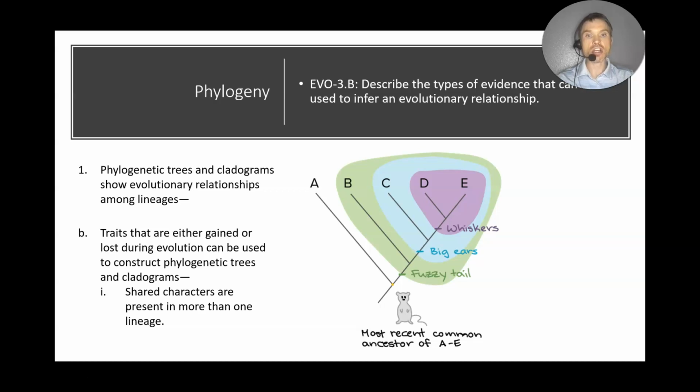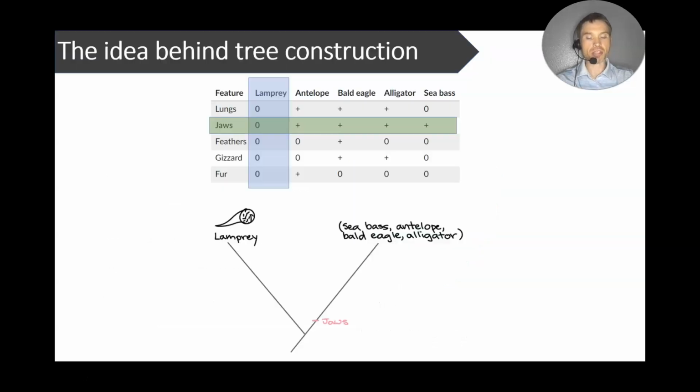In other words, shared characteristics are present in more than one lineage, and that's really shown nicely in this diagram right here. So you can see how B, C, D, and E all have the fuzzy tail, as I explained earlier. Another way of building these phylogenetic trees would be using this table you can see in the diagram.